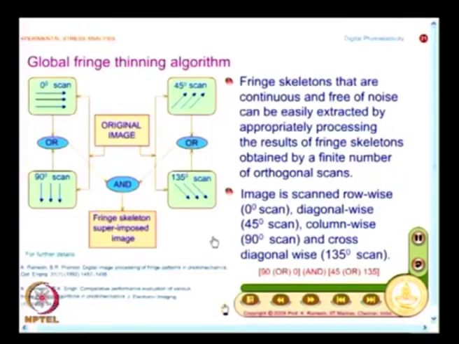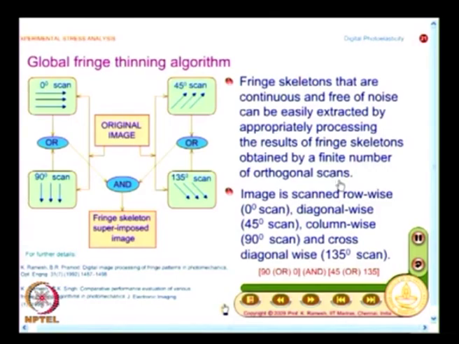Even while using the intensity information, people have developed mask based methods. We have not looked at them in the last class. We have only looked at a global fringe thinning algorithm. This is of a different approach, and the focus is fringe skeletons that are continuous and free of noise, that is very important, that could be easily extracted by appropriately processing the results of fringe skeletons obtained by a finite number of scans. That is very important.